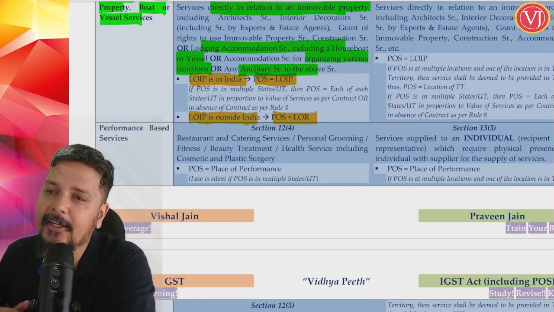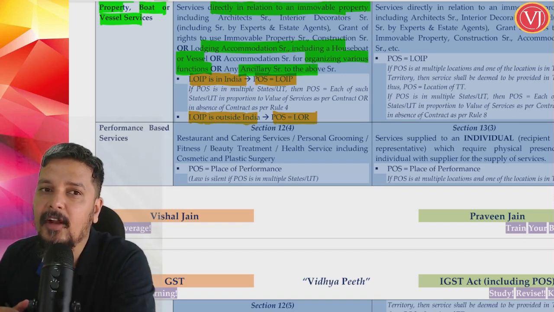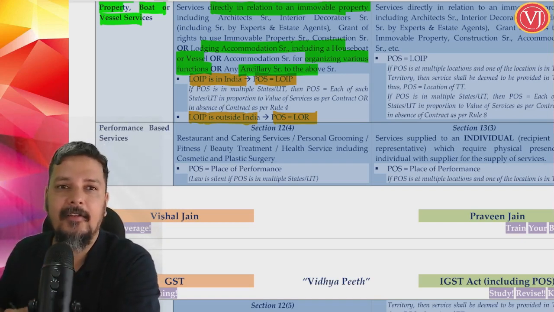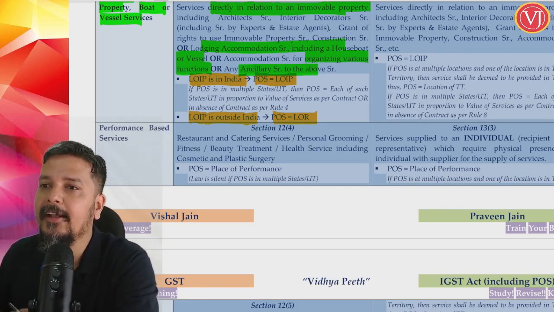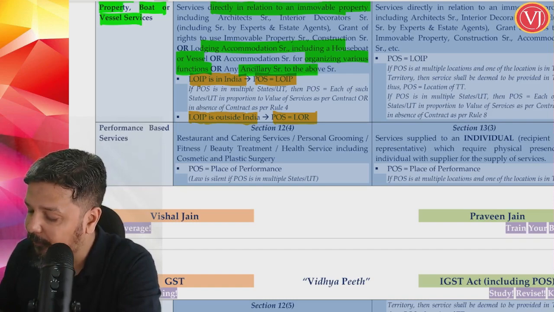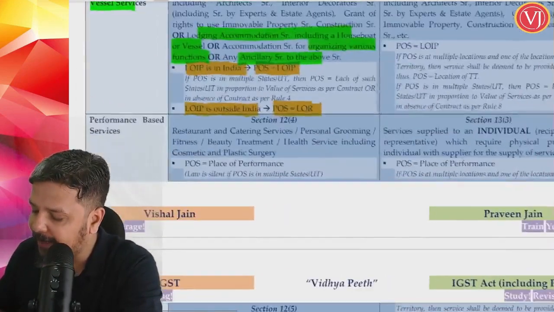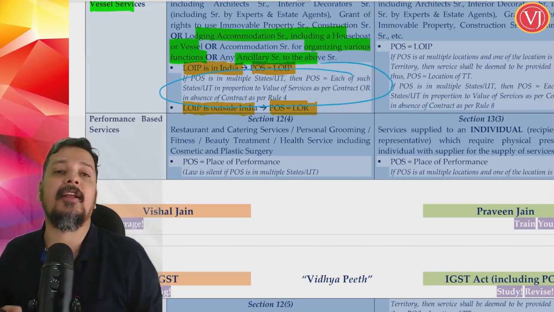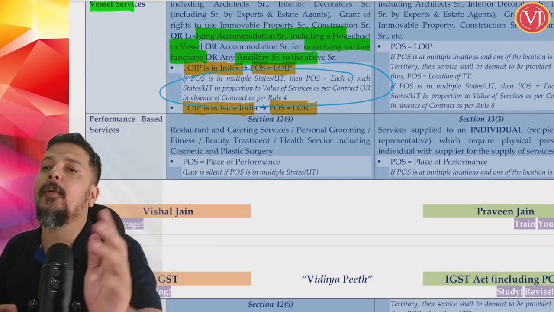But if it is not there in India, then we'll not tell it is outside India. We want the place of supply in India. Then they focus on the location of recipient. Now it might be a case where you get multiple answers. There are scenarios where you're going to get multiple answers.